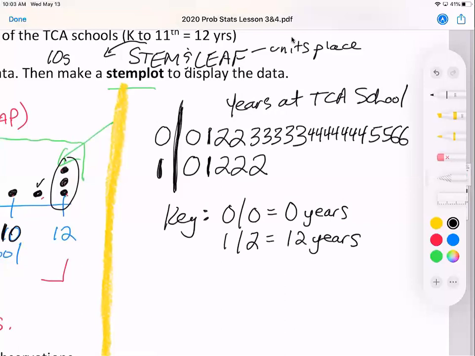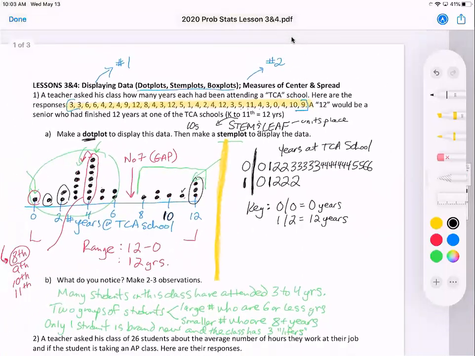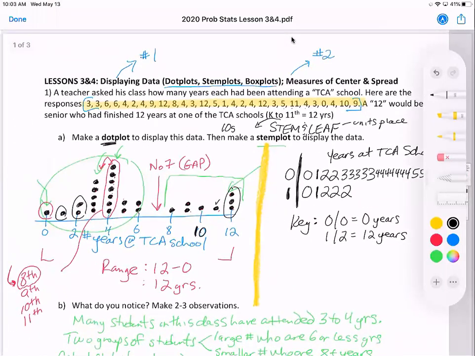So that is a stem plot, and we're going to look in the next video at another stem plot, since stem plots are a little bit more challenging to create or understand compared to dot plots. Dot plots are typically the easiest one, just one dot per student at the number of years that they've attended the TCA schools. But that's a dot plot and a stem plot.